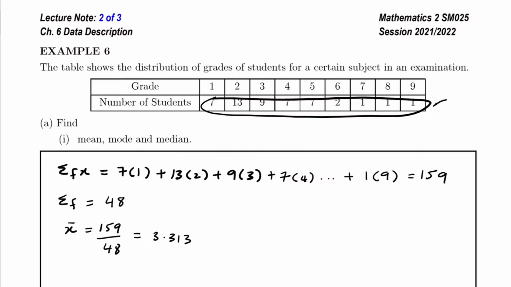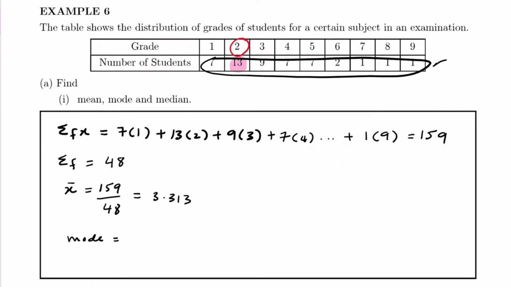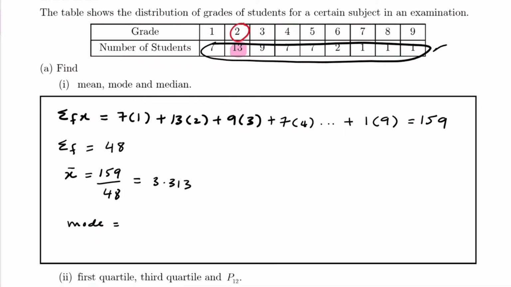To find mode, we need to look for the most frequent data, which in our case is 13 times repeated. So the answer is 2. The grade 2 is our mode.